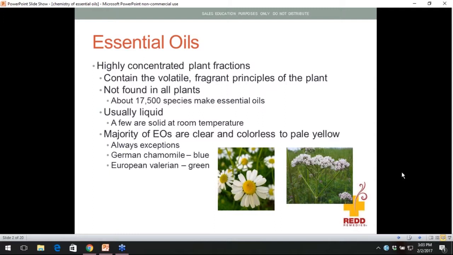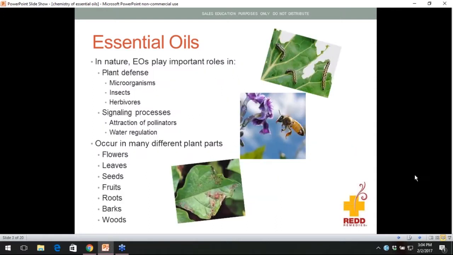Now, there are always exceptions to the standard, and a couple of notable exceptions are German chamomile, which is this pretty white flower right here. The essential oil fraction of German chamomile is a nice cobalt blue color, and that's because of the azulene content of that oil. And valerian, which is right here, a very pretty purple flower. The root smells really bad, but that oil is bright green. So there are just a couple of exceptions there.